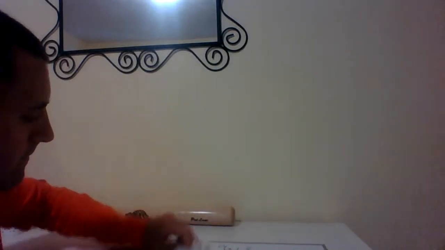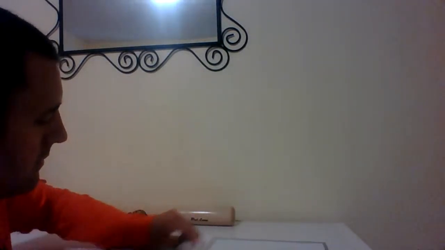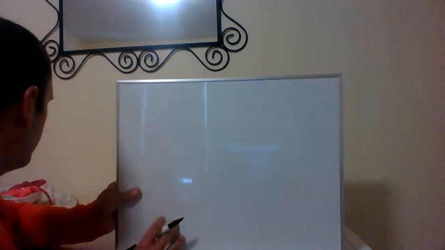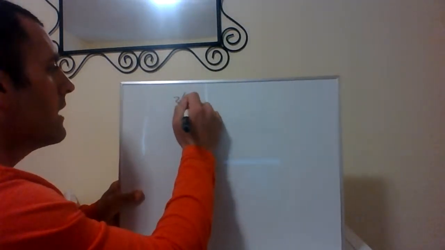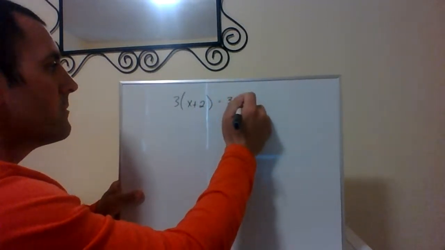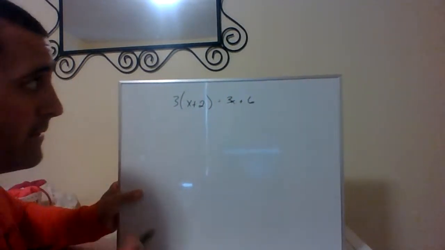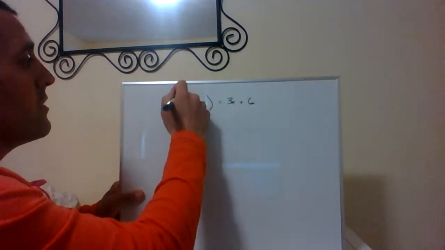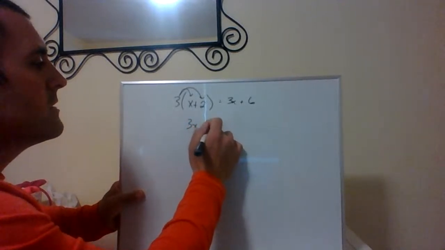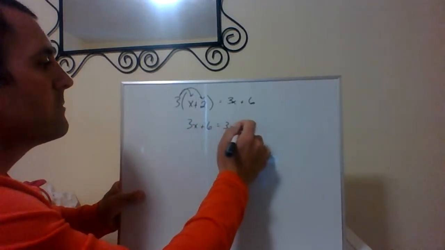All right, on to number 2. This comes up for me backwards. I'm hoping it doesn't for you. So we'll see. All right, so this is 3 times the quantity x plus 2 equals 3x plus 6. So distributive property first. Distribute the 3 in. 3x plus 6 equals 3x plus 6.